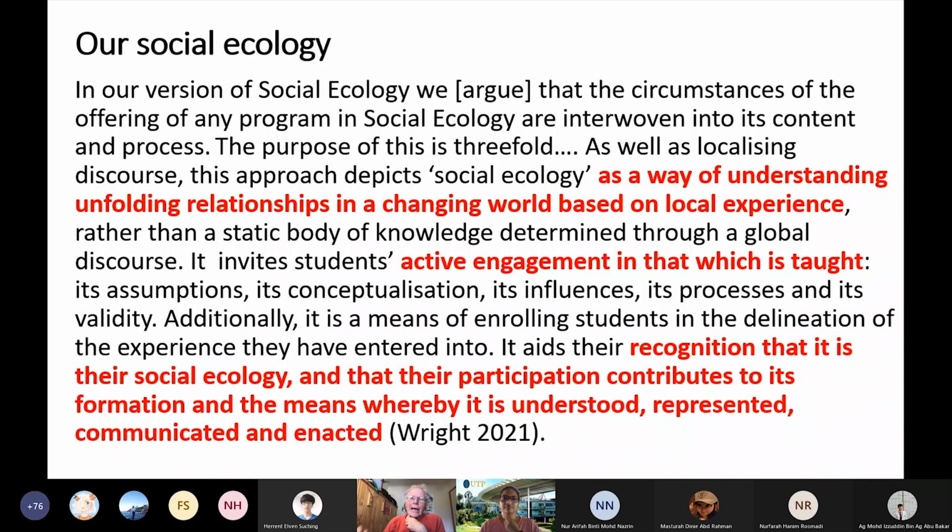It invites students' active engagement in that which is taught. So they're in the middle of it. They're actually influencing it by their studying it and contributing to it and conversing about it. It invites students' engagement in the assumptions of social ecology, its conceptualization, its influences, its processes, and its validity. Additionally, it is a means of enrolling students in the delineation of their experience, of the experience they have entered into. It aids recognition that it is their social ecology and that their participation contributes to its formation and the means whereby it is understood, represented, communicated, and enacted.